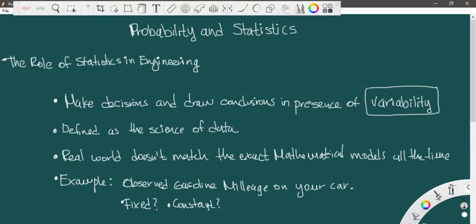So let's make this a little bit easier and interesting along this course. You already know my name. My name is Juan Cervantes, and I'm going to be teaching you this probability and statistics subject along this period.